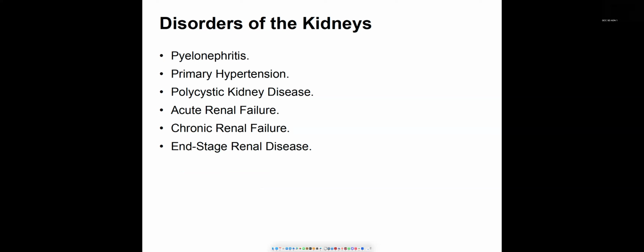Disorders of the kidneys. More of this. So pyelonephritis. This is a kidney infection caused by bacteria, and the symptoms include fever, flank pain, and frequent urination. You have primary hypertension, high blood pressure without an identifiable cause, a major risk factor for kidney disease. Polycystic kidney disease. This is a genetic disorder causing fluid-filled cysts in the kidneys, leading to kidney enlargement and dysfunction.